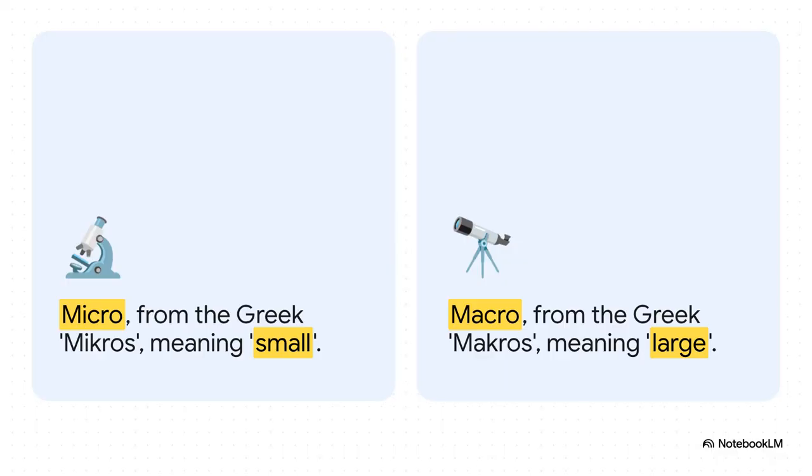And the names they gave these two halves? They come straight from ancient Greek, which is kind of cool. You've got micro, which comes from the word mikros, and that just means small. And then you have macro, from makros, which means large. Small and large. Super simple, right? But that distinction, it's everything.